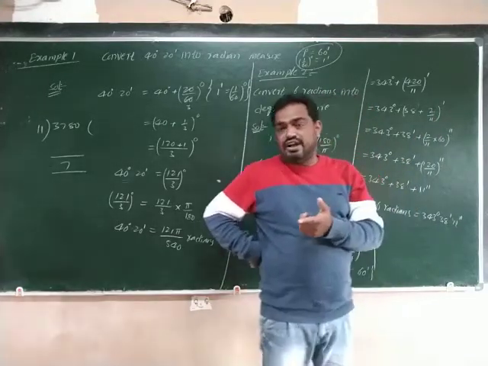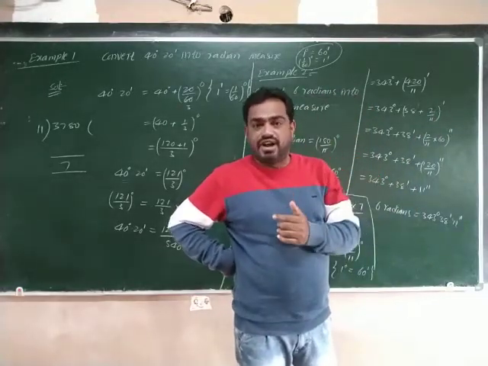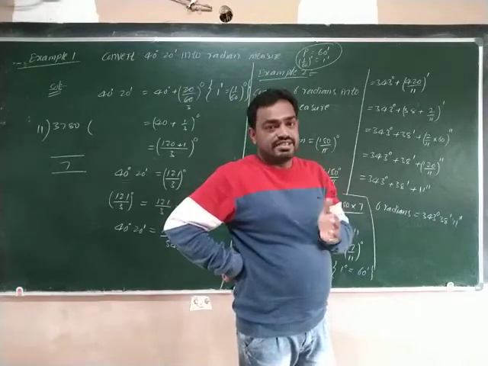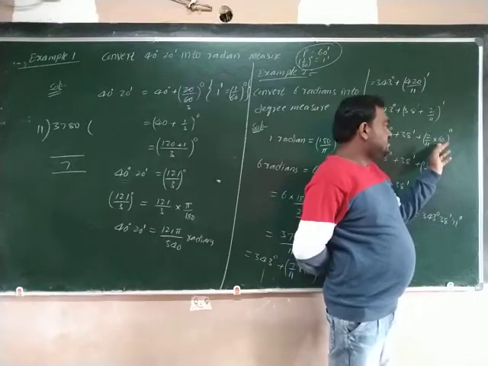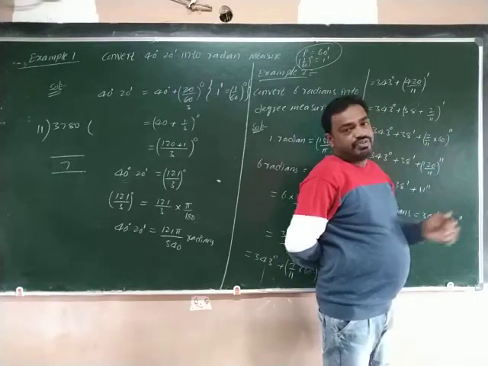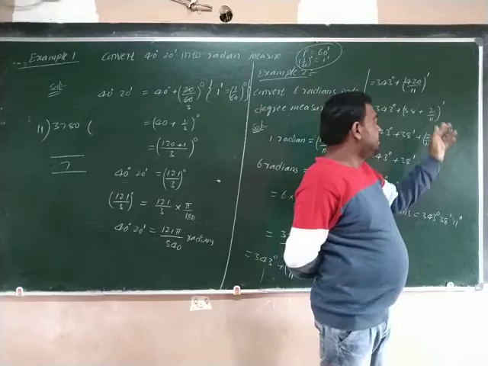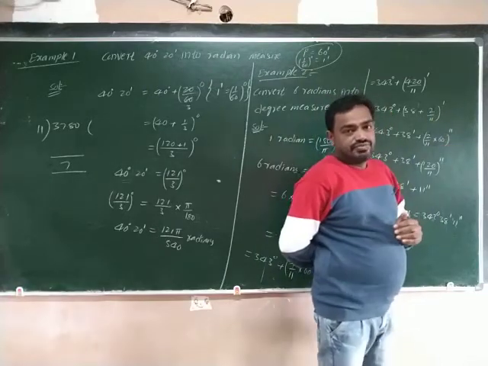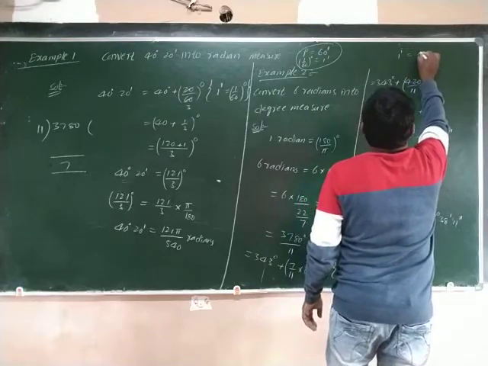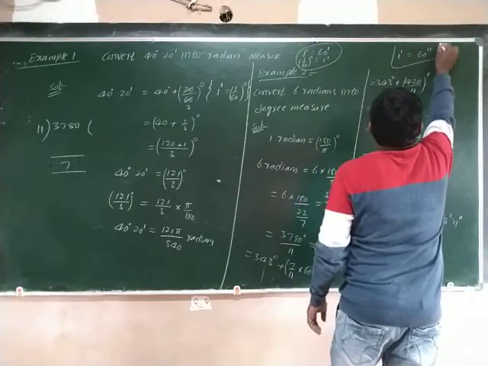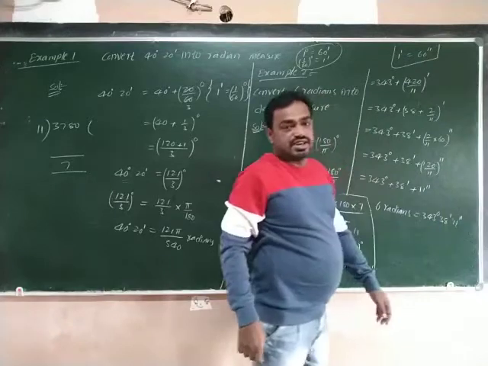2 by 11 is also less than 1, so you multiply with 60. You convert this into seconds, minutes converting into seconds. How? 1 minute is equal to 60 seconds.